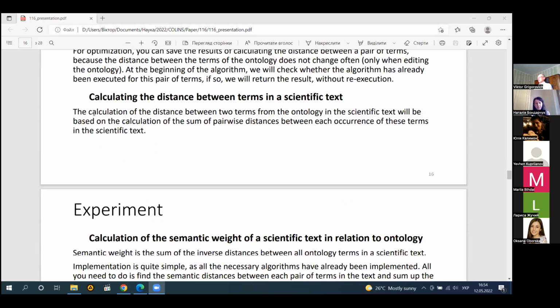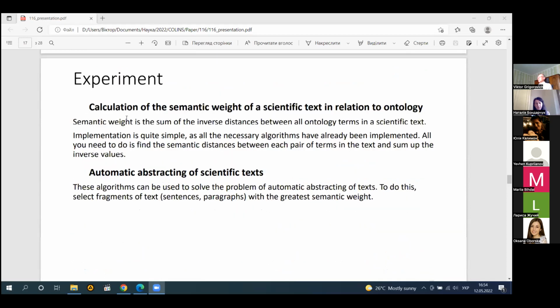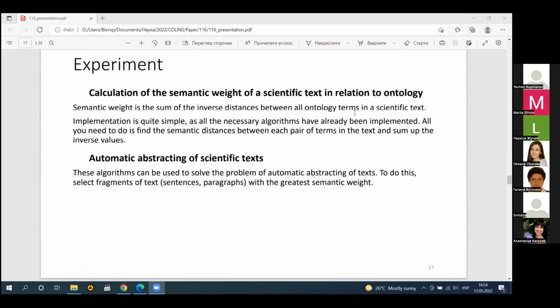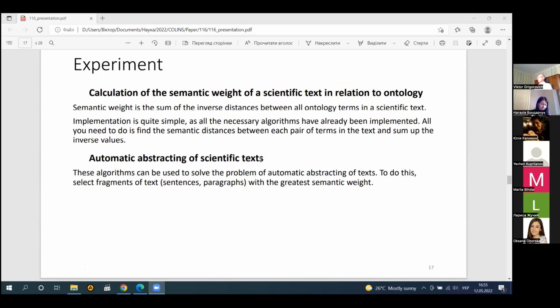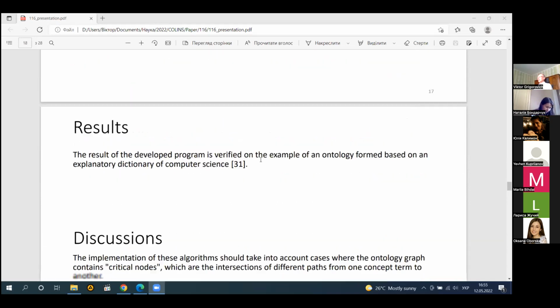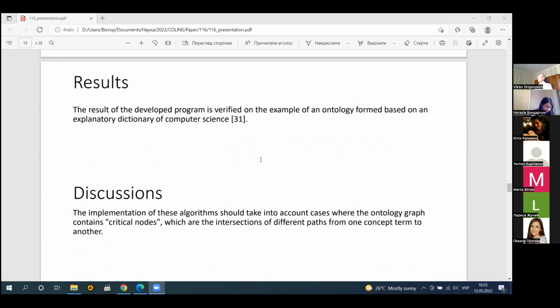Next slide. Semantic weight is the sum of the inverse distances between the ontology terms in scientific text, as explained above, and automatic abstracting of scientific text. This algorithm can be used to solve the problem of automatic abstracting. To do this, select a fragment of text with the greatest semantic weight. The result of the developed program is verified on the example of an ontology formed based on the explanatory dictionary of computer science.